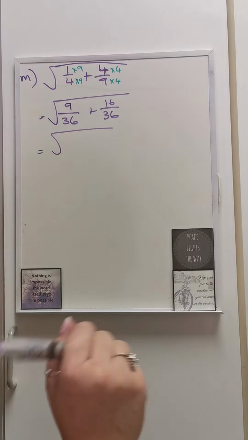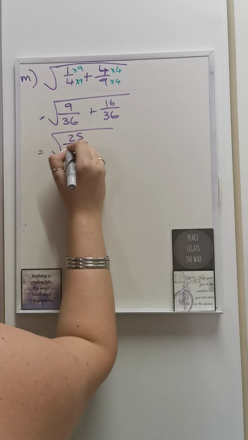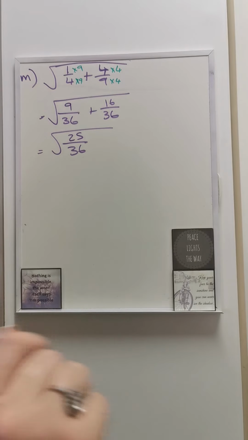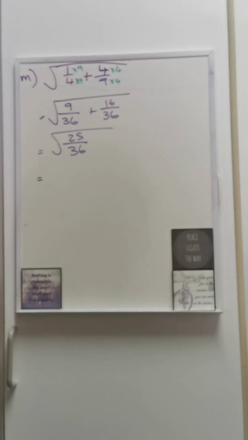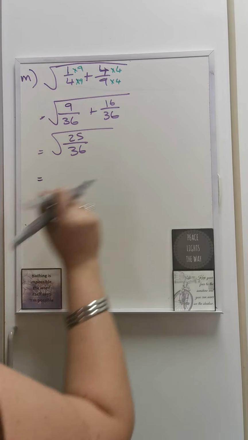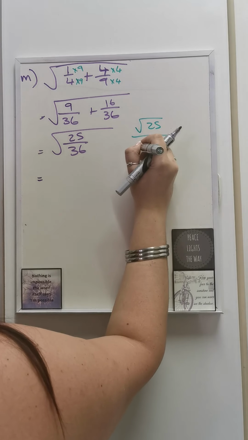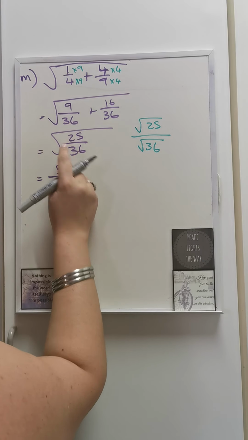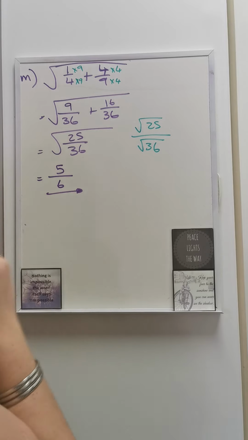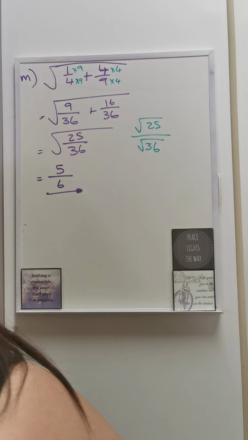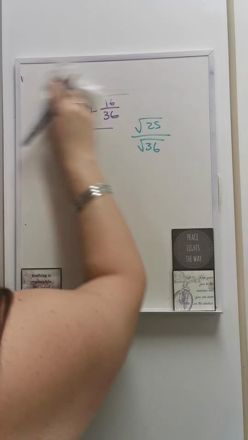Okay, the square root stays there. I have not used the square root yet. 9 plus 16 gives you 25. 36 stays 36 because it is an addition sum, so the denominator stays the same. Now I'm going to use the square root. But it's a fraction, so it's 2 numbers. So we're going to do the square root of 25 and the square root of 36 on their own. The square root of 25 is 5 and the square root of 36 is 6. And there's your final answer. It's not difficult. Don't try and complicate it for yourself. Just do it step by step. Okay, last one of this page.